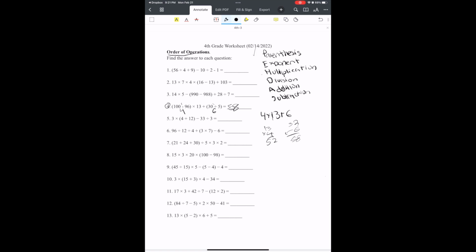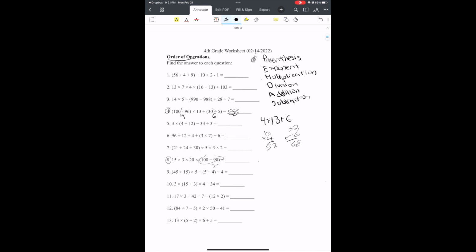Let's do number 8. Alright, so we see parentheses over here. So 100 minus 98 is 2. So now your equation would be 15 times 3 times 20 times 2. And we can see that this is all multiplication, which is next after exponent, but there's no exponent. The way you would want to read this is how you read a book, left to right.